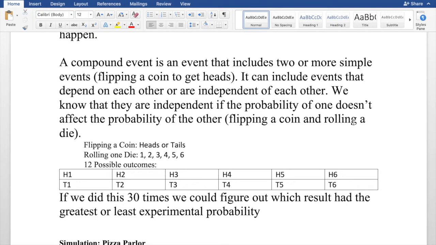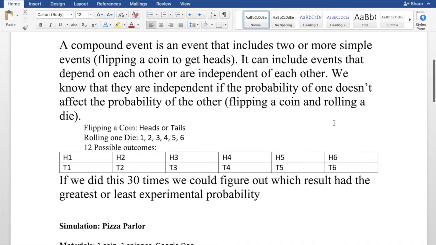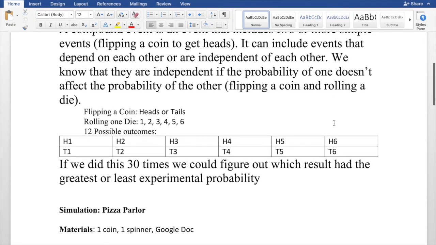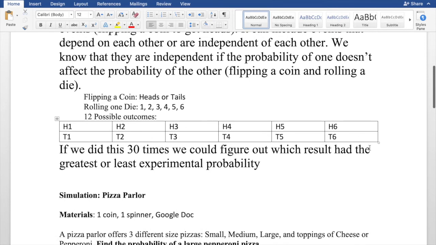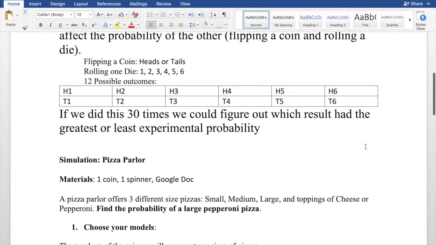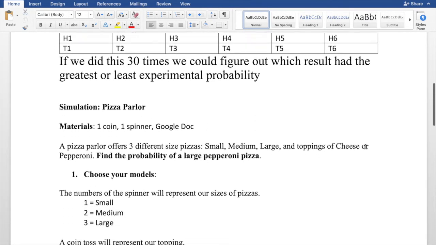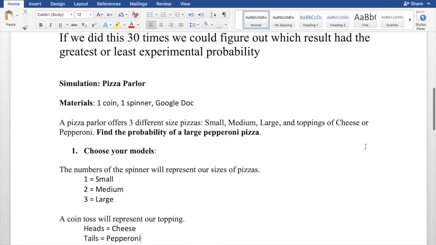This week, we are going to partake in a simulation. We are going to figure out the compound event by practicing our experimental probabilities. In this simulation, we will focus on a pizza parlor. The materials you will need this week are one coin, one spinner, and a Google Doc, all of which can be found in Google Classroom on Monday morning.